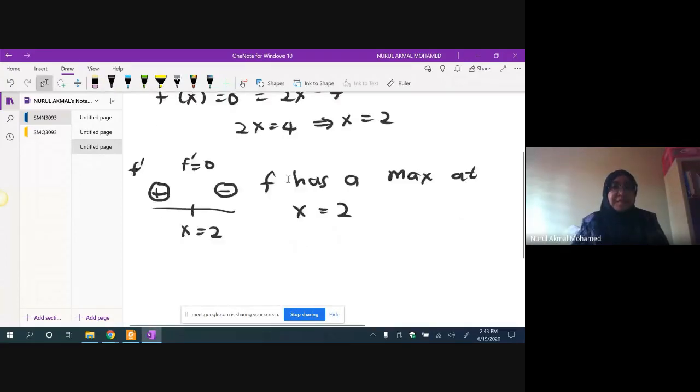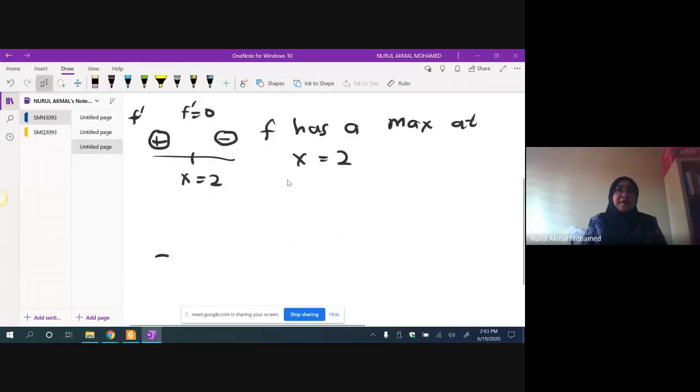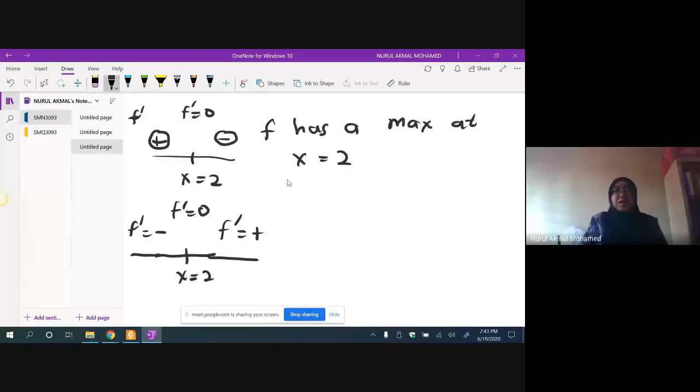Okay, if you have x equal to 2, and to the left of x equal to 2 you have f prime of x negative, and for the right-hand side f prime of x is positive, because f prime of x is 0 at x equal to 2, then for this condition, f has a minimum at x equal to 2.